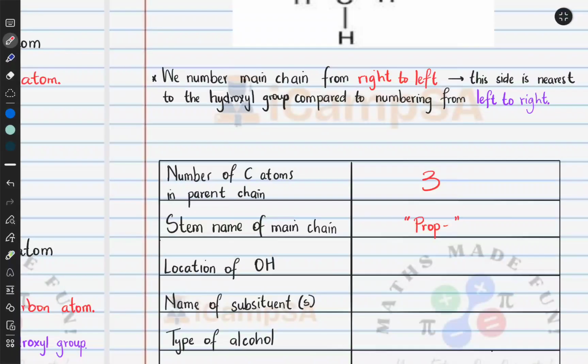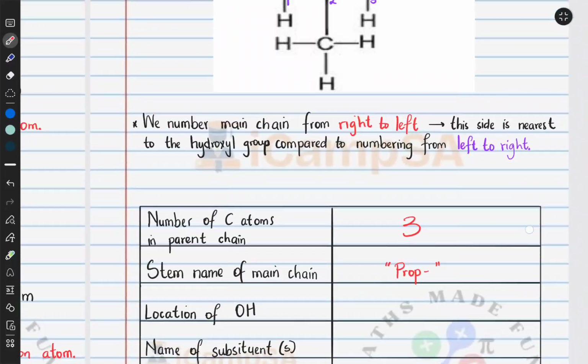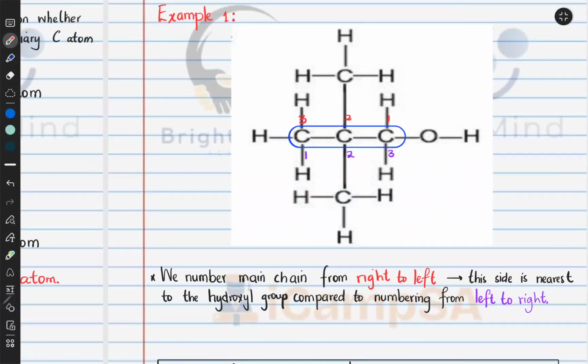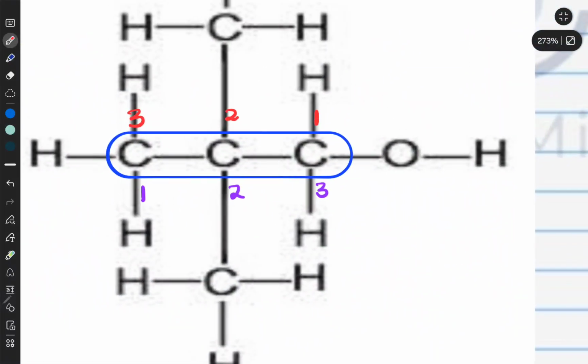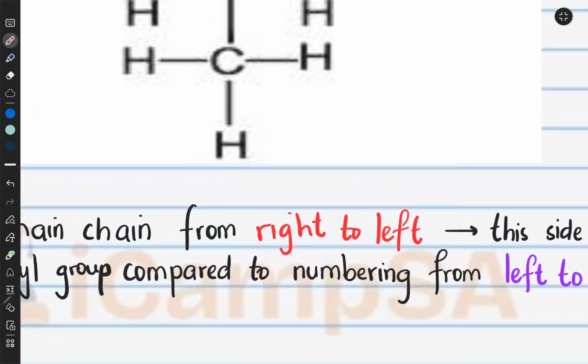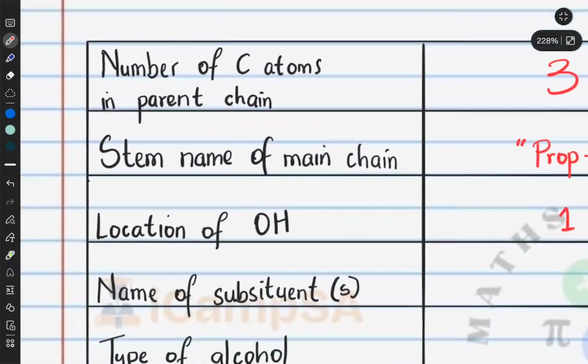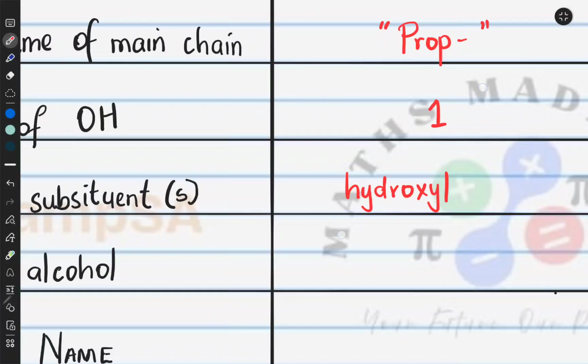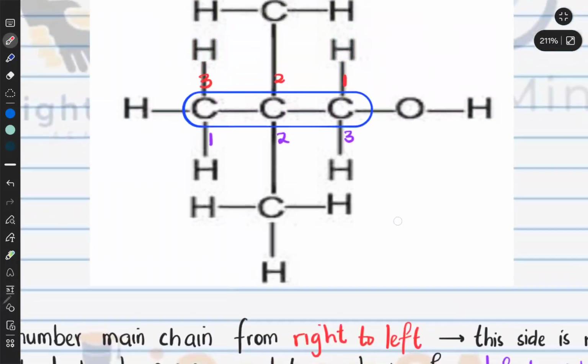So now, what is the location of the hydroxyl group, OH? It is on carbon atom number 1. If you check here, we said it's on number 1 because we're numbering from right to left. All right, so now the name of the substituent, it's only the hydroxyl group. If there was another substituent like a methyl group, wait, let's just double check.